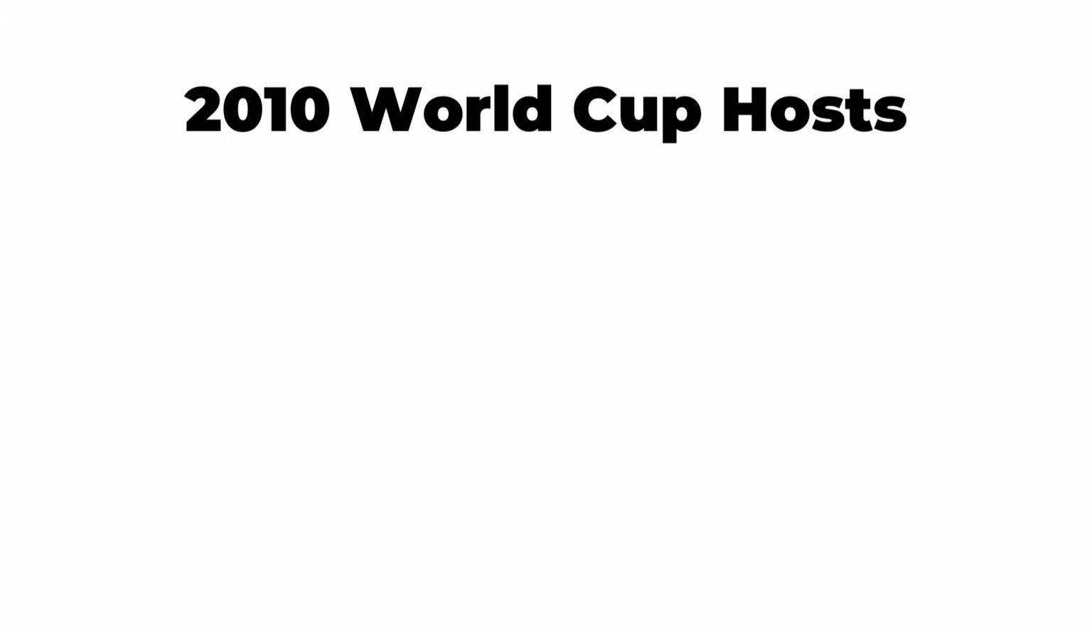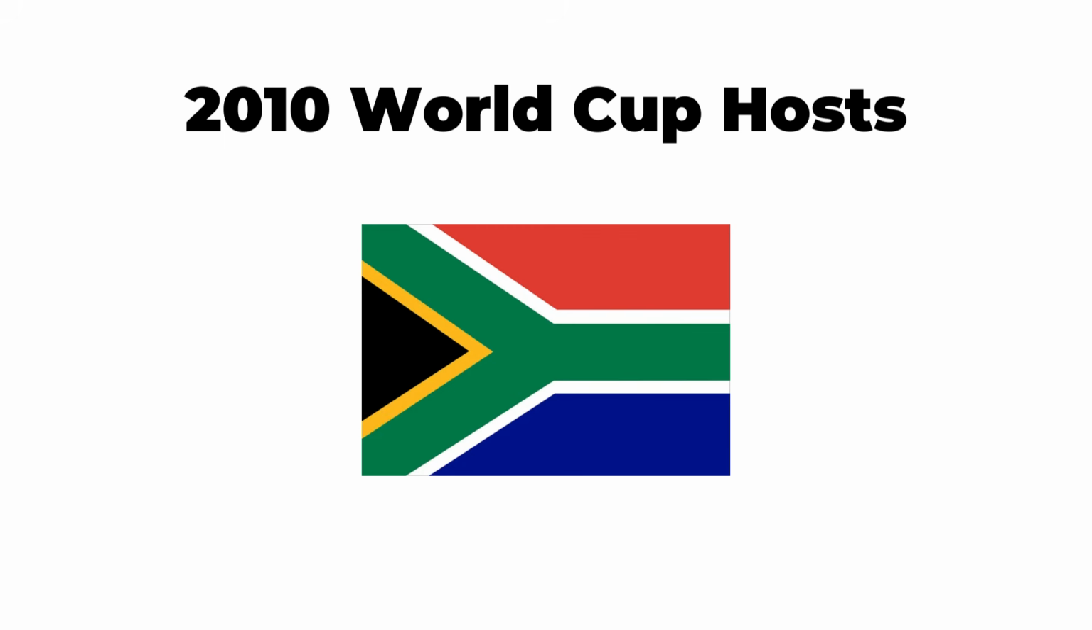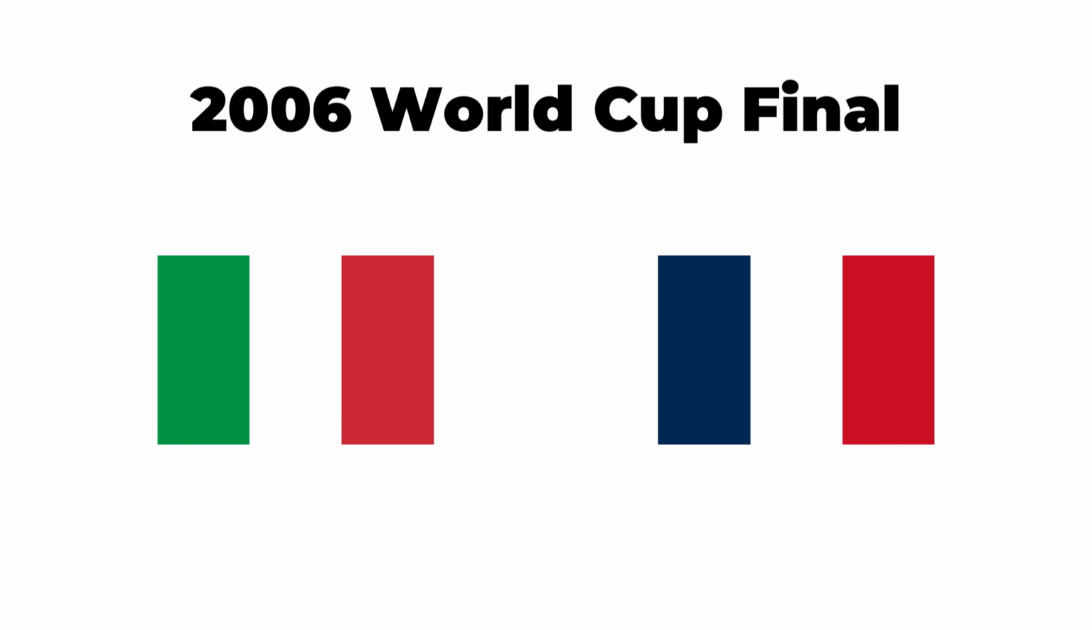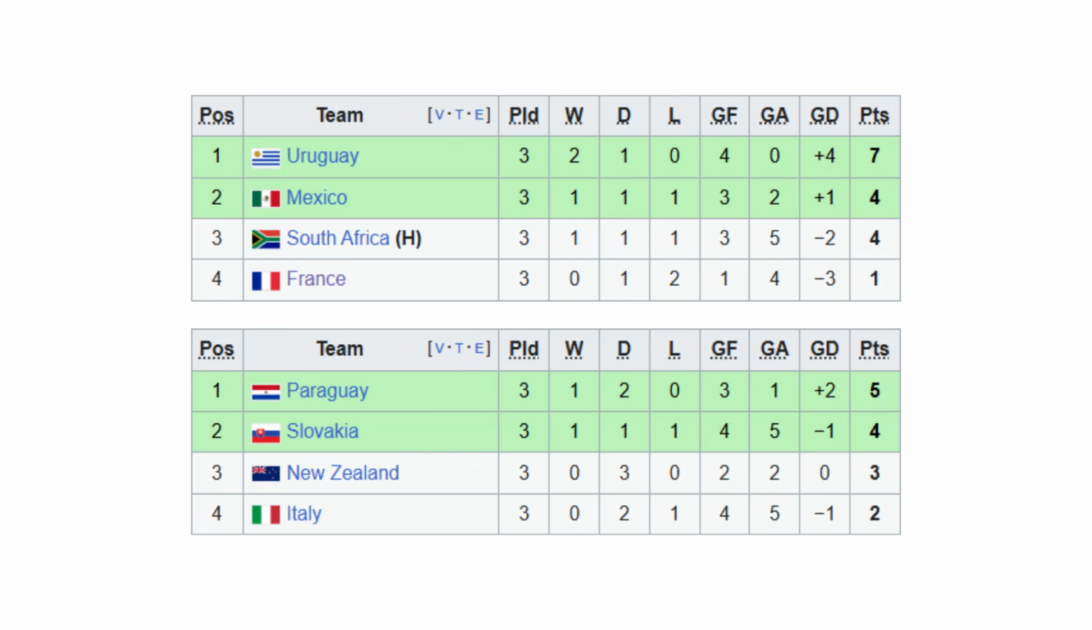2010. For the first time ever, we're going to Africa, South Africa to be exact. This World Cup became an insane struggle for the two finalists from 2006. So big of a struggle that both France and Italy did not even make it out of their groups. People of Slovakia still keep mentioning their 3-2 win over Italy to this day.